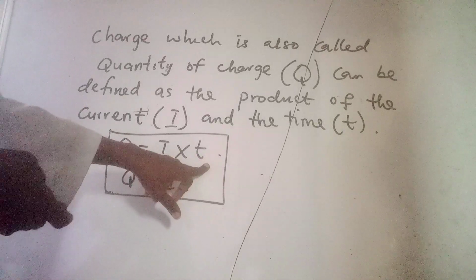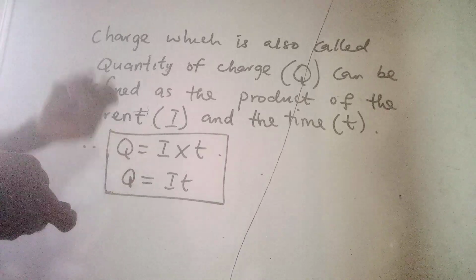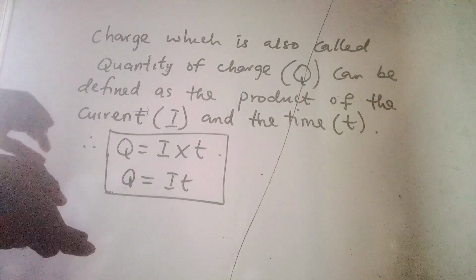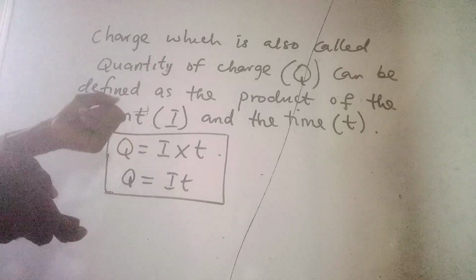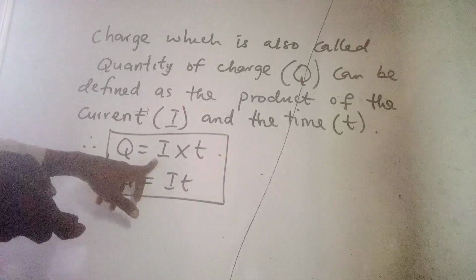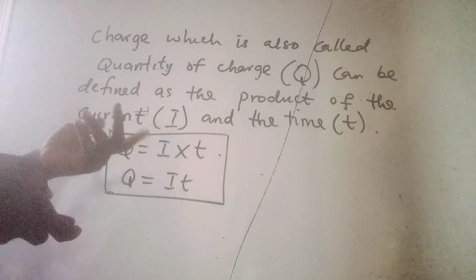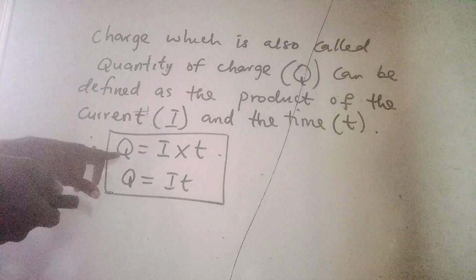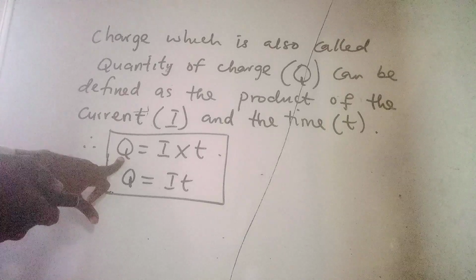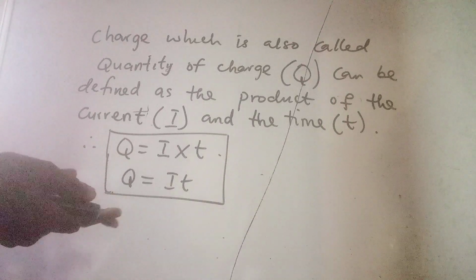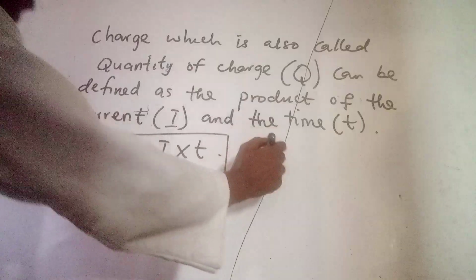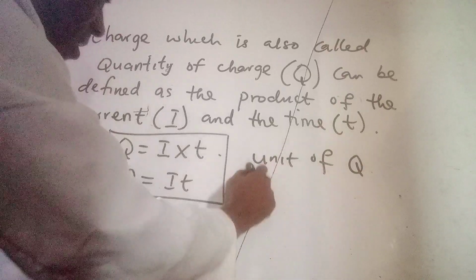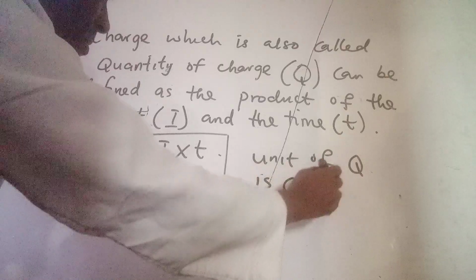Now, from this definition, we can bring out a formula that quantity of charge is current times what? Time. From here, we will talk about current. Since we are dealing with current electricity, we will bring out the definition of current from this formula. Do not forget that in the previous note, it has been stated there that the unit of quantity of charge, or charge, is what? Coulombs. Unit of Q, that quantity of charge, is what? Coulombs.